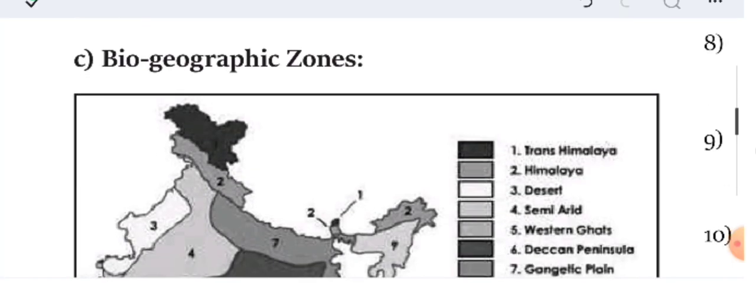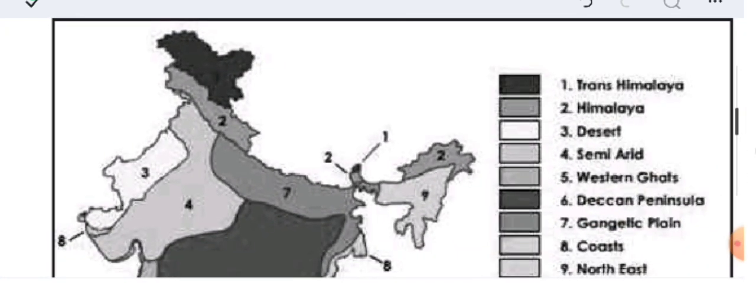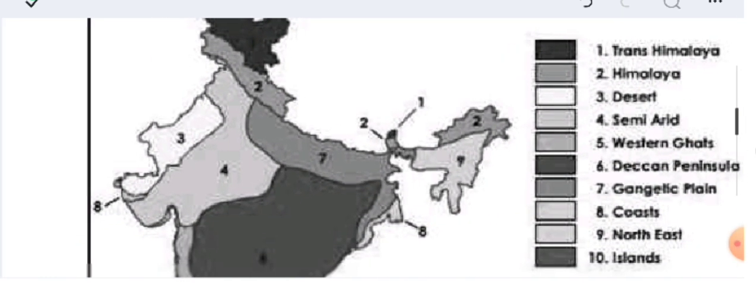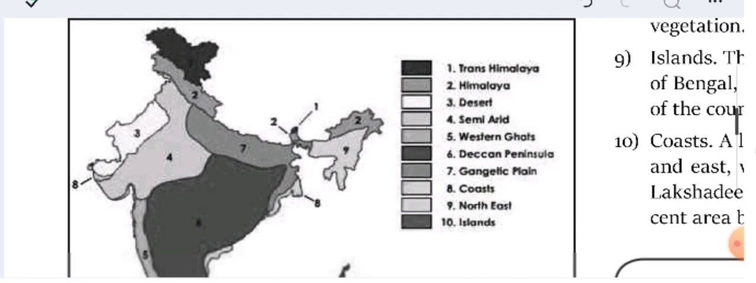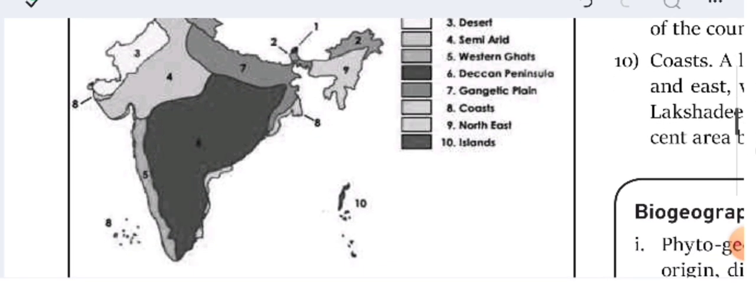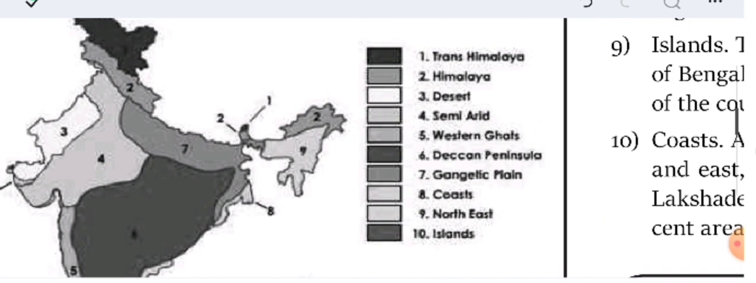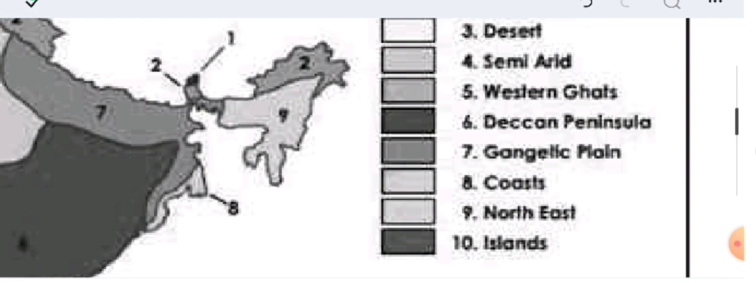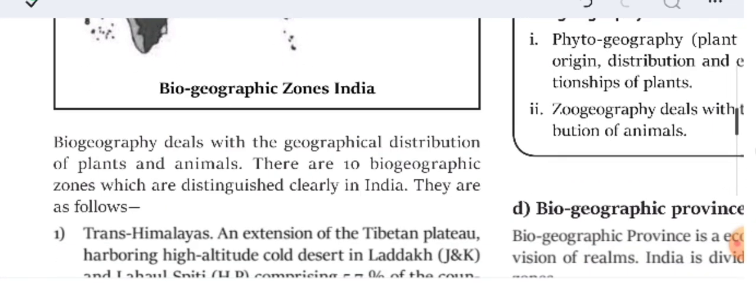Okay, now biogeographic zones. So here you can see the Trans Himalaya in black. Okay, then is Himalaya, then Rajasthan में three, that is desert, right, and 4 is semi arid. Okay, and fifth is Western Ghat region, sixth is Deccan plateau, and seventh is the Gangetic plain. Okay, now 8th is the coast, here you can see the coast. Okay, 9th is northeast, and 10th is the island. ठीक है, those are the biogeographic zones.